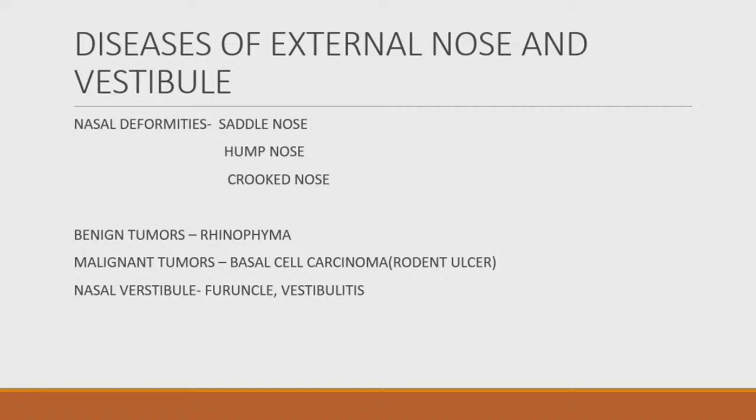Coming down to the diseases of the external nose and vestibule, the nasal deformities like saddle nose, hump nose and crooked nose will be seen. Any trauma or excessive resection during surgery will lead to saddle nose, that is, the bridge of the nose will be depressed. Hump nose is the congenital excessive bridge or cartilage present. Also, crooked nose is due to a trauma that has occurred.